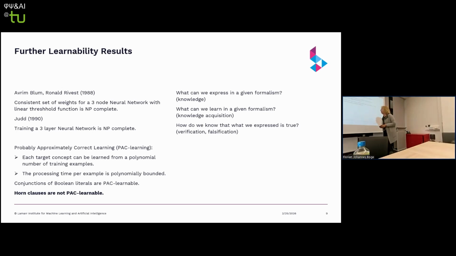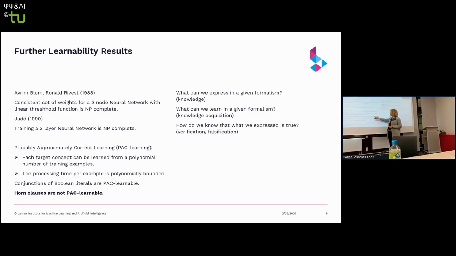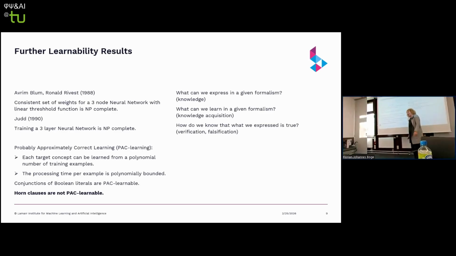Then we have the PAC learning results. Each target concept must be learnable from a polynomial number of training examples, and you have to show that for PAC learning. And then you have to show that processing time per example is polynomially bounded. So each such proof has these two parts, and Cohen has done many proofs for very many different types of logic languages. The conjunction of Boolean literals is PAC-learnable, so something can be learned. Horn clauses are not PAC-learnable. That's why I had these things before.